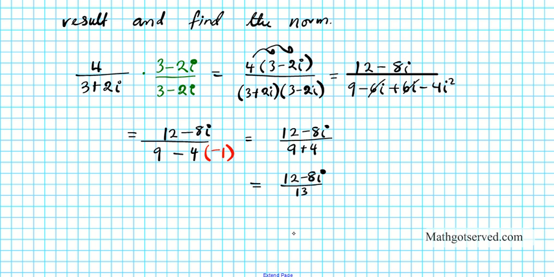Okay? So we want to write it in a plus bi form, so that means we have to split up the fraction. So z is going to be 12 over 13 for the real part minus 8 over 13 i for the imaginary part. All right. So to graph this number, we're going to have 12 over 13 on the real part, and then negative 8 over 13 on the imaginary part. All right. So we're going to go to the right and then down. So that's quadrant number 4.